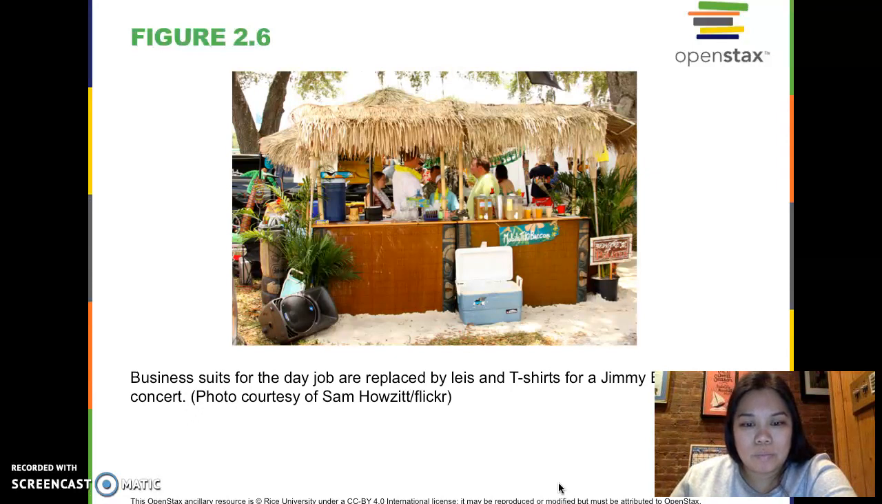This is an interesting picture that shows how an ethnographer examines Jimmy Buffett and the way his fans have grown to become these so-called parrot heads, and how some of their customs are taking off their suits from their day jobs and wearing leis and t-shirts.